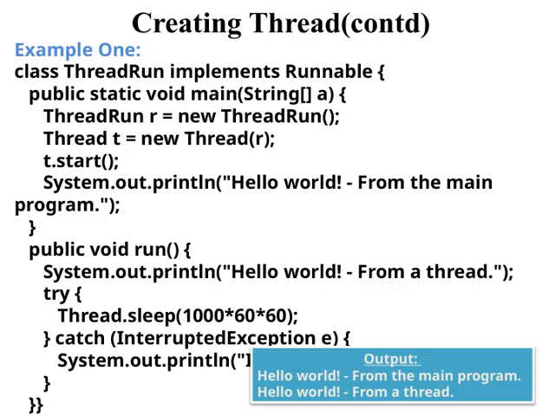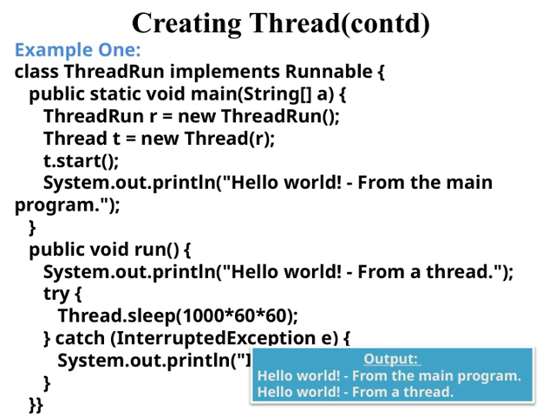In this example, we see a simple way to create and run a thread in Java. The class ThreadRun implements the Runnable interface, which means it needs to define the run method. Inside the main method, we instantiate an object of ThreadRun, then create a new thread, passing that object as the target. When we call t.start, the thread begins executing, running the code inside the run method. What's interesting here is that the main program continues immediately after starting the thread and prints its message, "Hello World from the main program." Meanwhile, the thread itself prints its own message, "Hello World from a thread." This demonstrates how threads run concurrently with the main program.